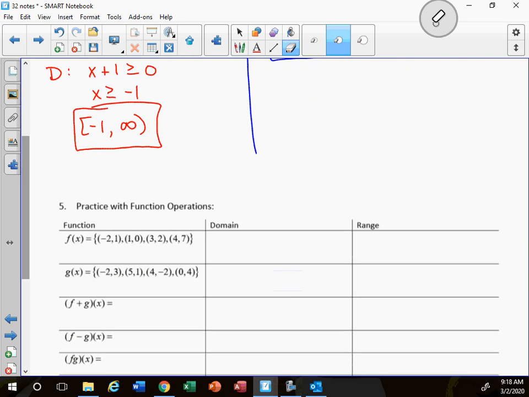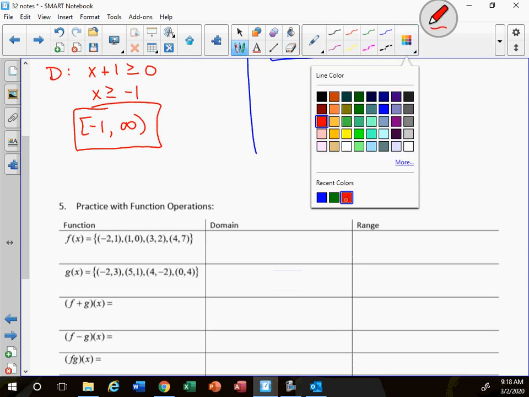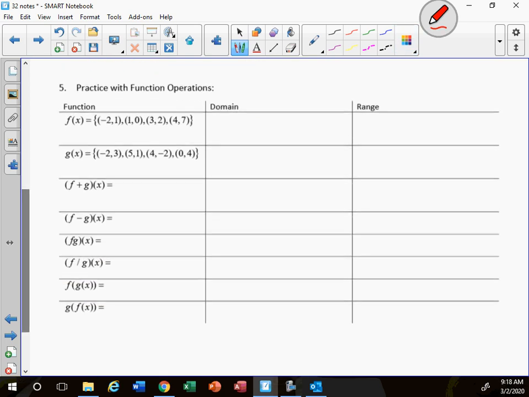Okay, let's look at 5. Very different type of question here. Okay, so first I'm just giving you the function f of x. It's just a relation of these 4 points, okay? So domain, this should be easy. Don't overthink it. What is the domain? Perfect, -2, 1, 3, 4. Squiggly brackets, right? No parentheses. Yes, okay. What about the range of this one? 1, 0, 2, 7. And if you put them in order, that's great. Doesn't matter to me. Either way is fine.